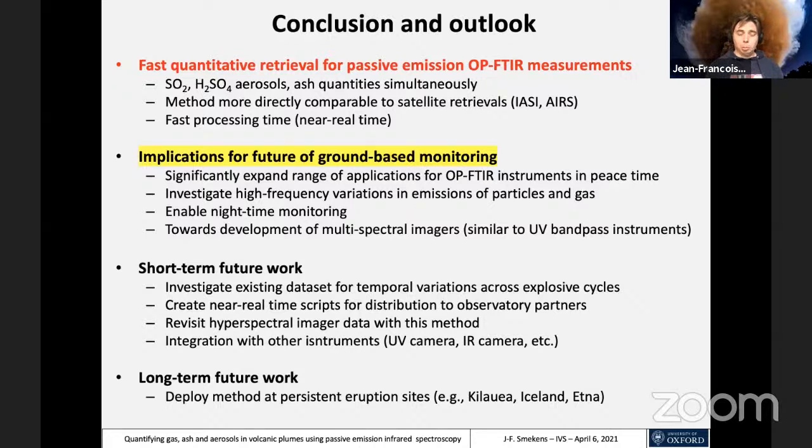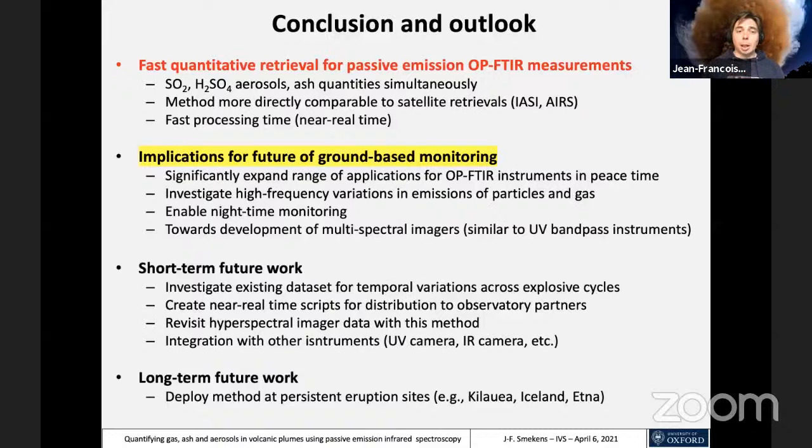And one thing that we can do is, I think, significantly expand the range of applications for those instruments that already exist and that are at volcano observatories. And a way to investigate the variations in the emissions of ash and the concurrent emissions of ash and SO2 and their high frequency variations in time. And then this would enable nighttime monitoring of gas emissions as well from the ground.